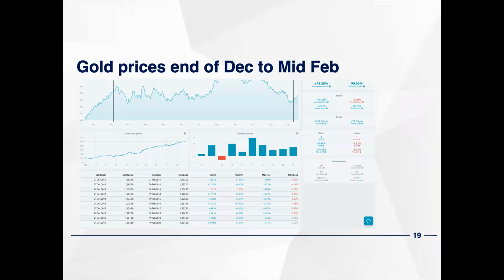Now, another strong seasonal pattern that you tend to get in action is this, that you tend to see gold prices rise from the end of December to the middle of February. Now, there's important reasons for this. And the important reason is that there's a celebration in China, the Chinese Lunar New Year, and that celebration often involves the giving of gifts.